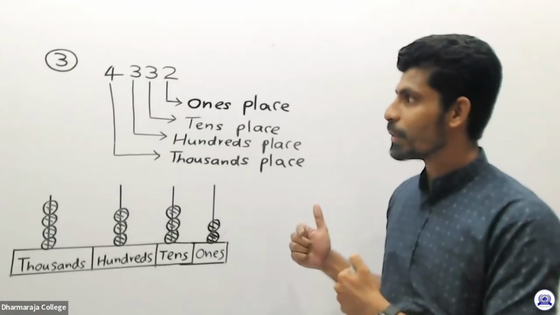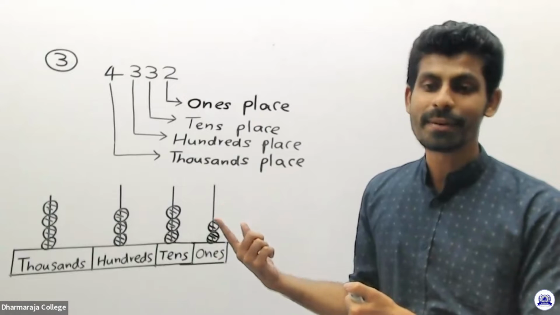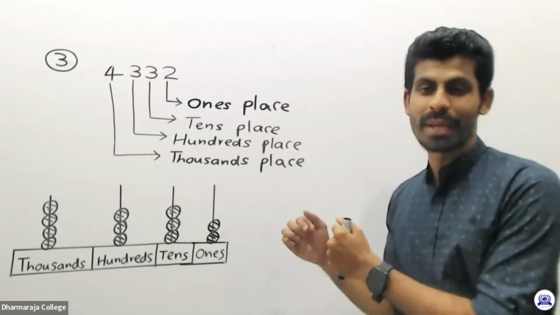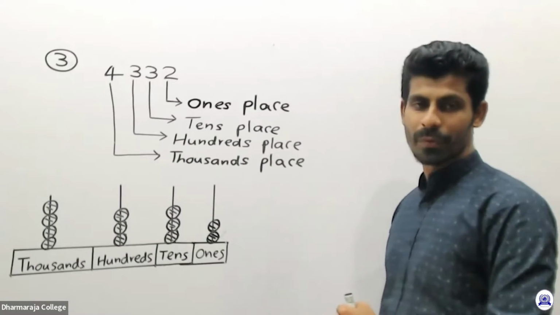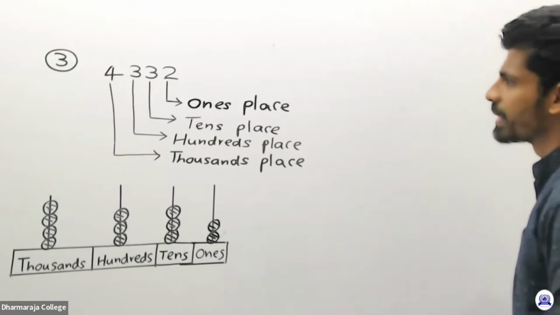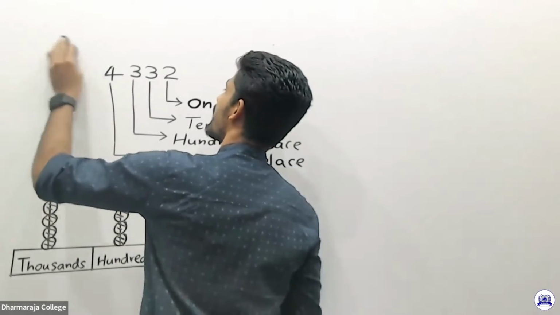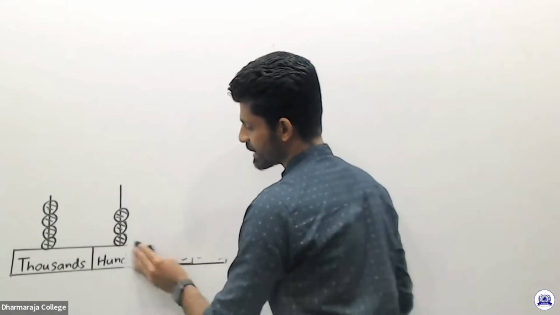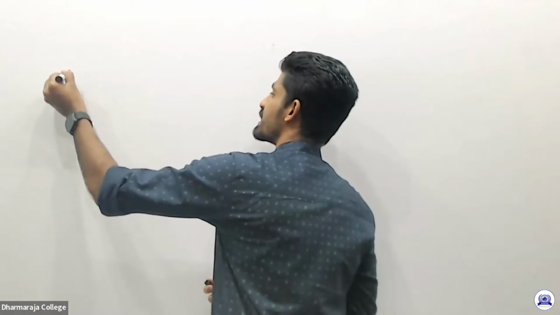Shall we move to the 10,000s and the other one, the millions period? So this is question number 3. I'm quickly moving to question number 4. Look at this one, you can note it down. For question number 4, I'm taking up to the millions period.